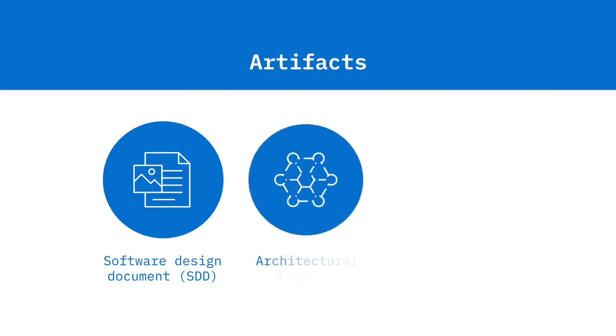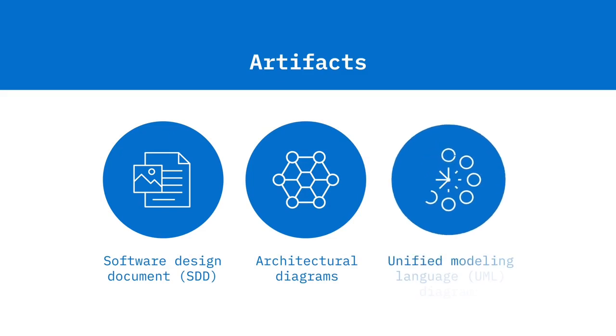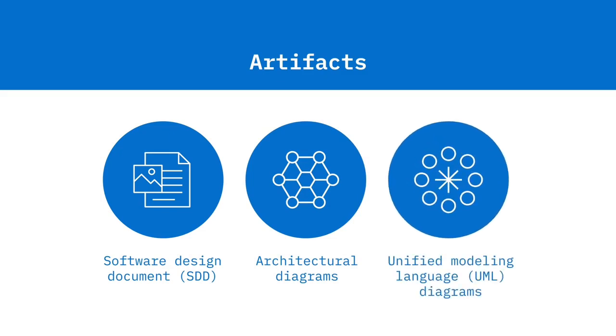Much like blueprints communicate design decisions to the builders of a house, there are also several artifacts produced during the architectural design phase that are used to communicate the software design to the stakeholders. These artifacts include a software design document, or SDD, an architectural diagram, and unified modeling language, or UML diagrams.